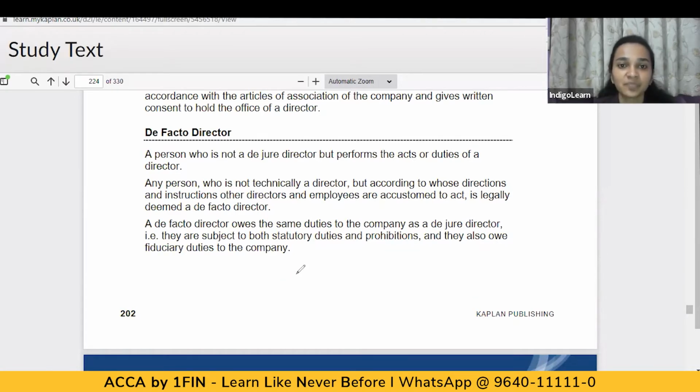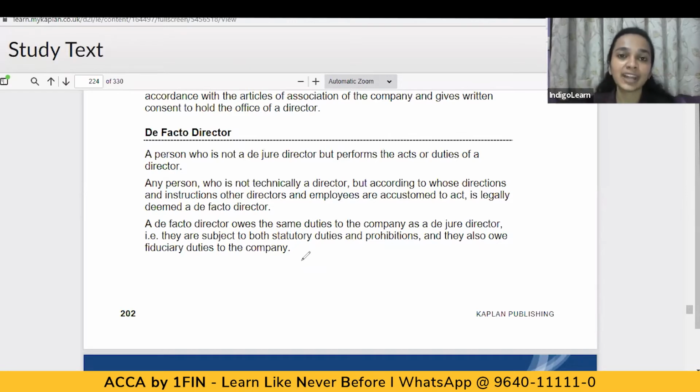Mukesh Ambani is a managing director of Reliance, but let's assume a situation wherein Mr. Ambani is not a director in Reliance, but he is a maximum shareholder. Now, though he is not a director, he gives instructions and directions to the other directors and the employees of the company, and they act according to his instructions. So, in that situation, Mr. Ambani will become a de facto director.